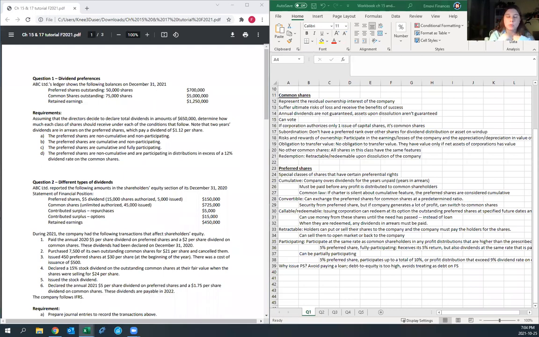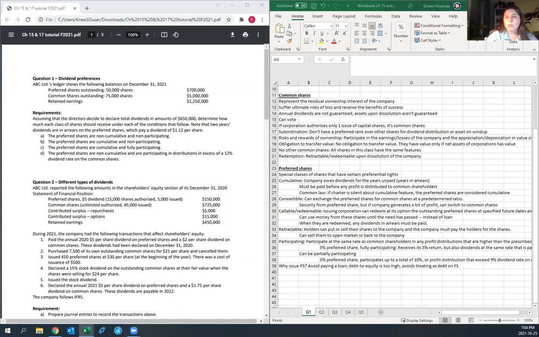They can vote in annual meetings. And if the corporation only authorizes one type of shares, it's going to be common shares. They don't have a preferred rank over preferred shares for dividend distribution or assets on wind up. They participate in the earnings and losses of the company and the appreciation and depreciation in the value of their ownership.